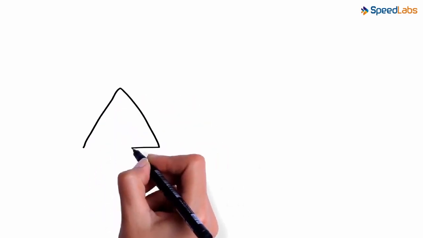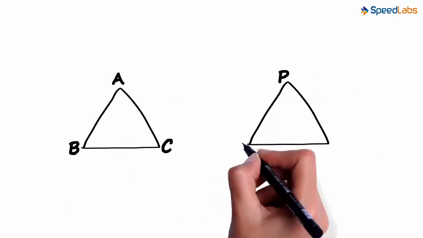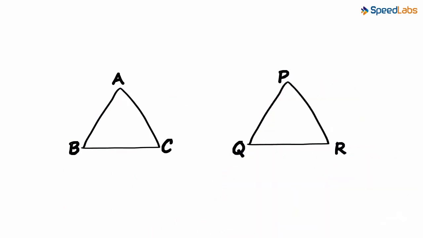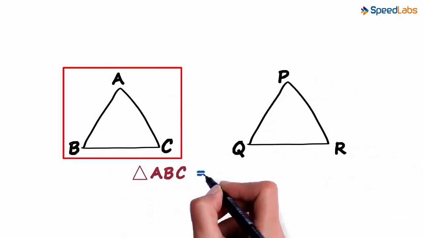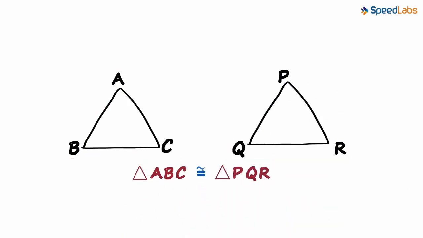Consider two triangles like these, triangle ABC and triangle PQR. We are told that triangle ABC is congruent to triangle PQR. This tells us a lot of things. First, it tells us that the triangles are congruent. Second, it also tells us which vertices are paired.